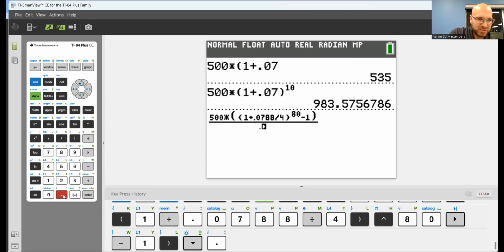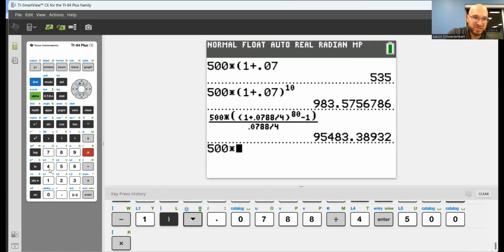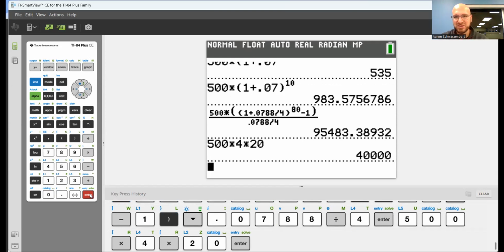And then my denominator is 0.0788 divided by 4. And after 20 years, she's going to have $95,483. Which is pretty good. If I want to keep track of what she deposited: $500 4 times a year for 20 years, so 500 times 4 times 20. She only deposited $40,000.